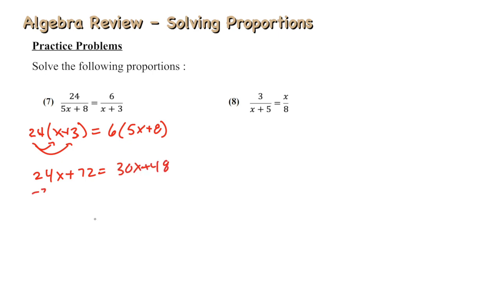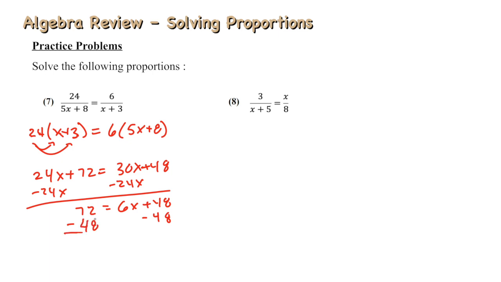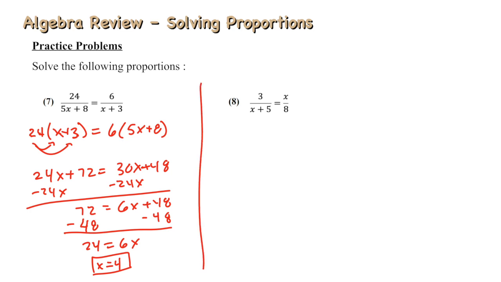And when we subtract 24x from both sides, we have 72 equals 6x plus 48. And then subtract 48 from both sides. And we have 24 is equal to 6x, and that x is equal to 4. You can plug it in to check, and when you check, you'll find that it does satisfy the proportion.